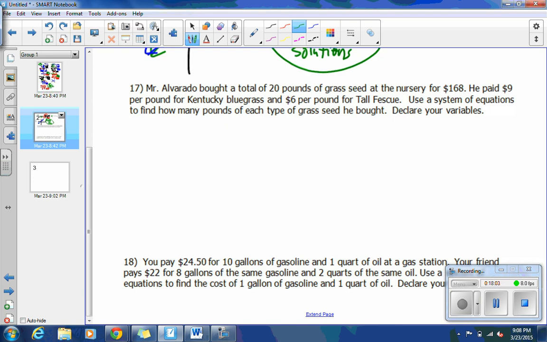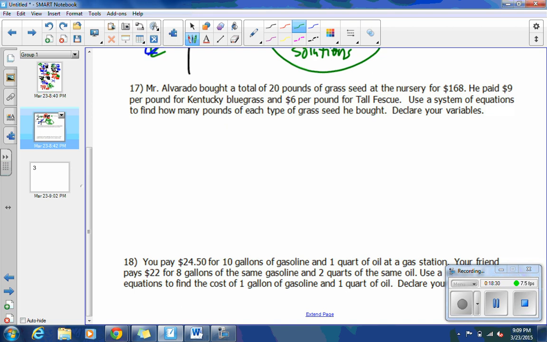So it says Mr. Alvarado bought a total of 20 pounds of grass seed at the nursery for $168. He paid $9 per pound for Kentucky bluegrass and $6 per pound for tall fescue. Use a system of equations to find how many pounds of each type of grass seed he bought.